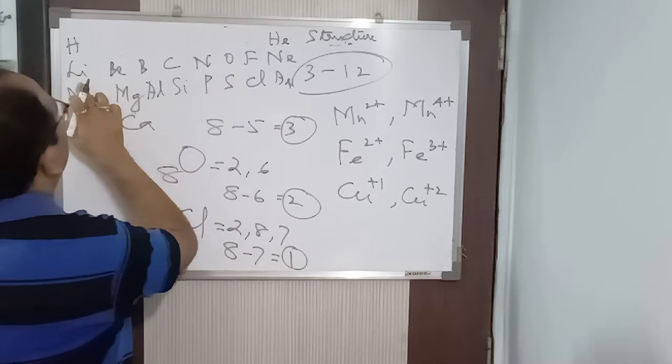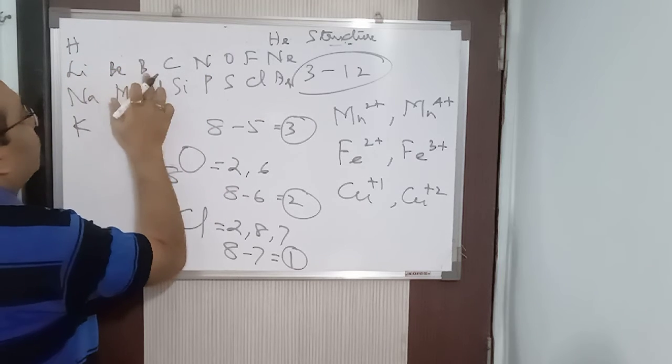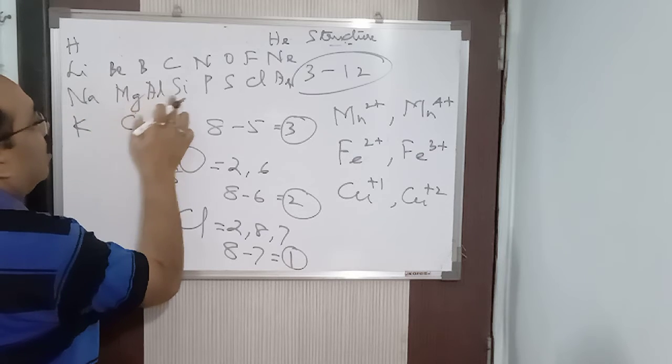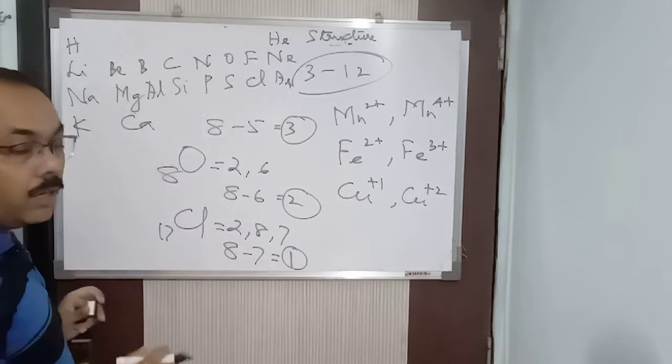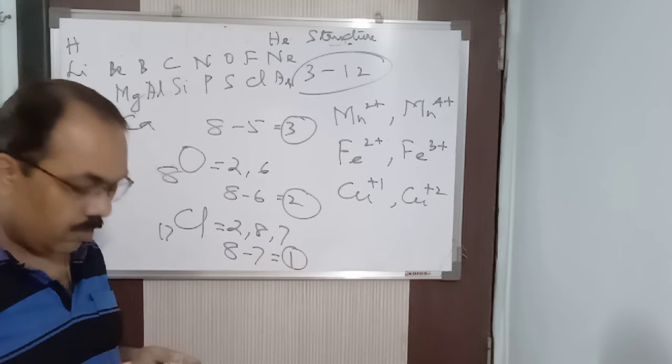Got it? 1, 2, 3, 4, 5, 6, 7, 8, 9, 10, 11, 12, 13, 14, 15, 16, 17, 18, 19, 20. In this way you need to remember all the elements according to the particular period.